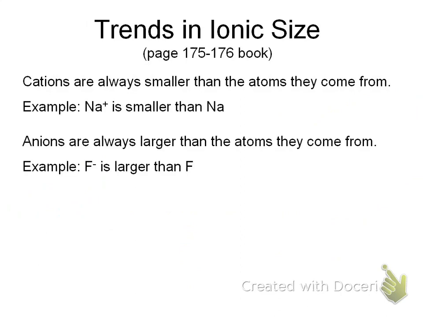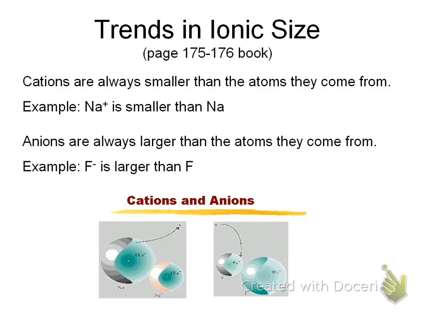Likewise, anions are larger. They add an electron. The electron cloud gets bigger, so they're larger than their parent atoms. Okay? That's really all I want you to know about these two, that cations are smaller than their neutral atoms and anions are bigger than their neutral atoms. Here's a picture. You can look at it at your leisure, but it shows sodium losing an electron and how it gets smaller. It shows fluorine gaining an electron and how it gets a little bit bigger. When it gains its electron, it becomes F minus.